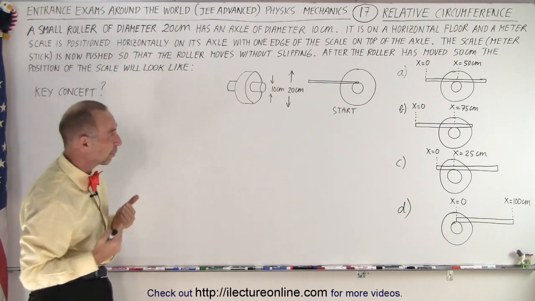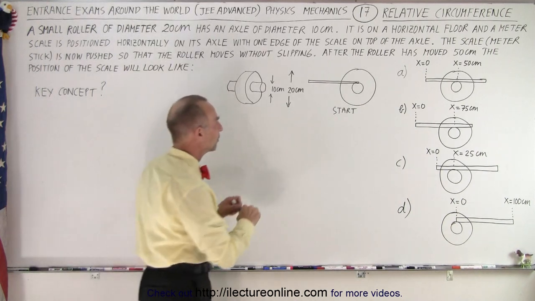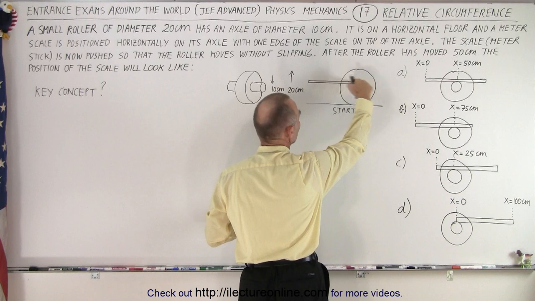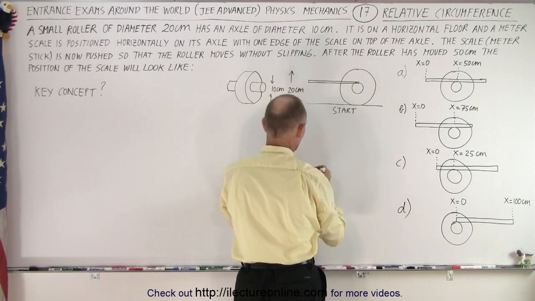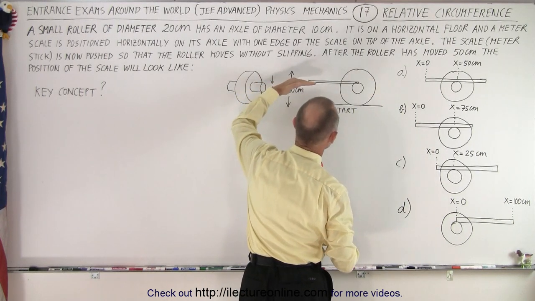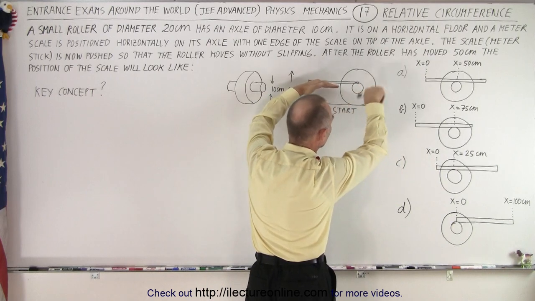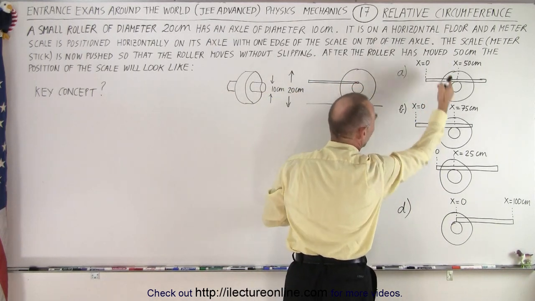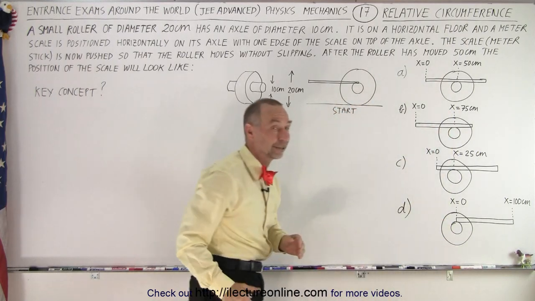So you have to first think about what's happening here. We have this on a horizontal floor. We put the scale or the meter stick right at the edge on the axle. Then we push the meter stick in such a way that the wheel begins to roll. And when the wheel has rolled 50 centimeters, what will be the position of the meter stick?